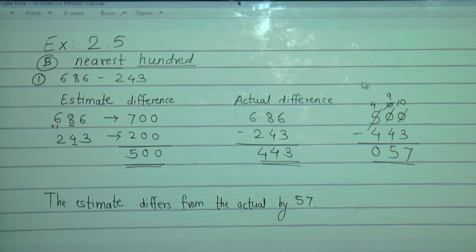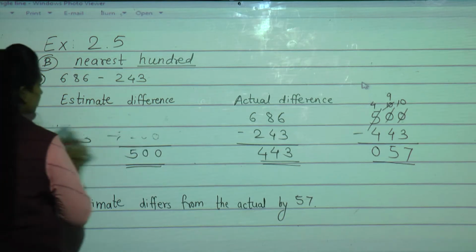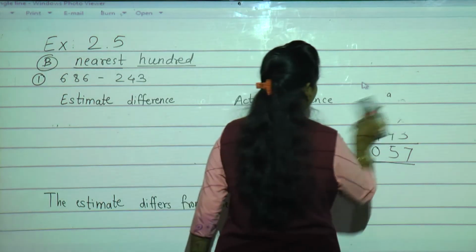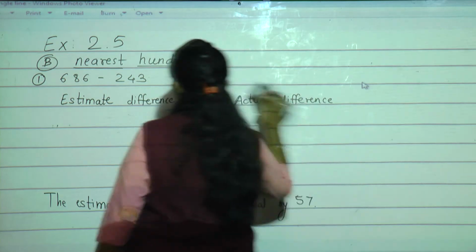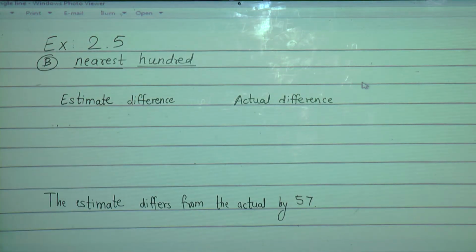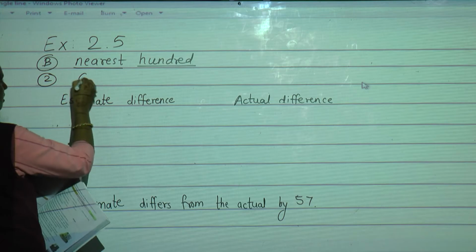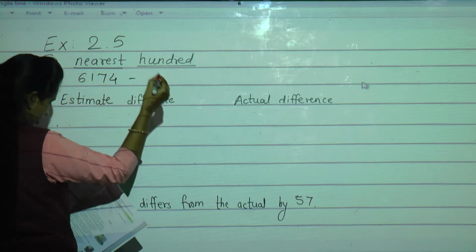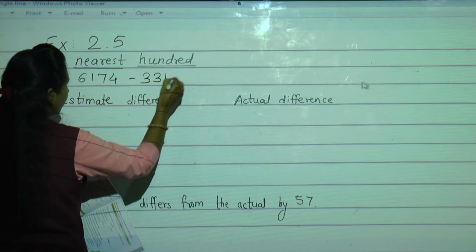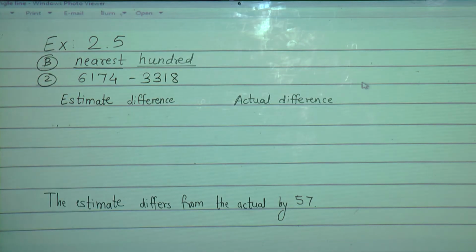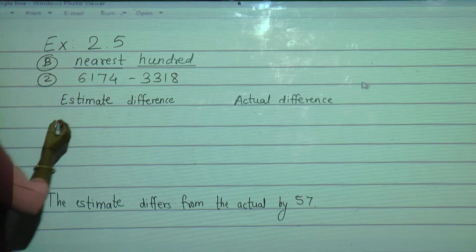Understood? Clear till here? Yes, students? Now I will take 2 more examples for you. Now I will take the second one only. What is the second one? 6174 minus 3318. Okay, now this is a 4-digit number. I'll write it first.